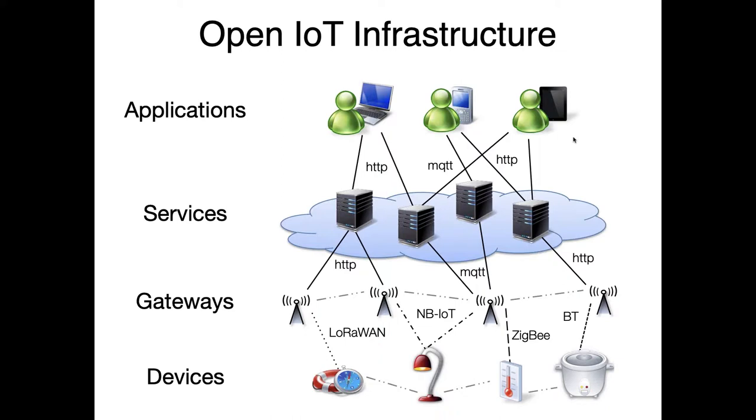And then through the gateway, those IoT resources, sensing or tasking capabilities, can be transmitted to the web service level, and the web service level can help the IoT infrastructure propagate those resources to different types of applications. Our vision is that this type of open IoT infrastructure and the communication between each level need to follow open standards.